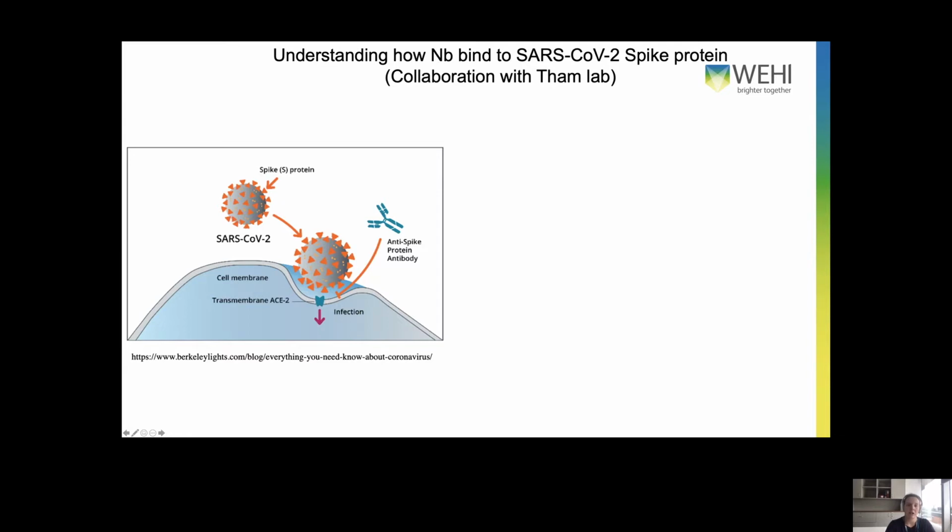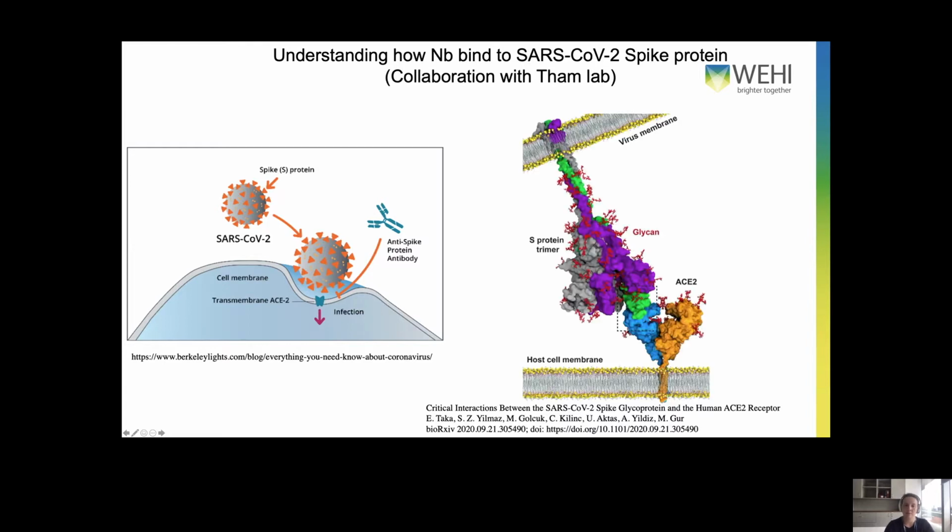And in order to prevent this from happening, many labs put a lot of effort into developing antibodies and also nanobodies that can potentially prevent this. They will block this interaction, and infection will not happen.